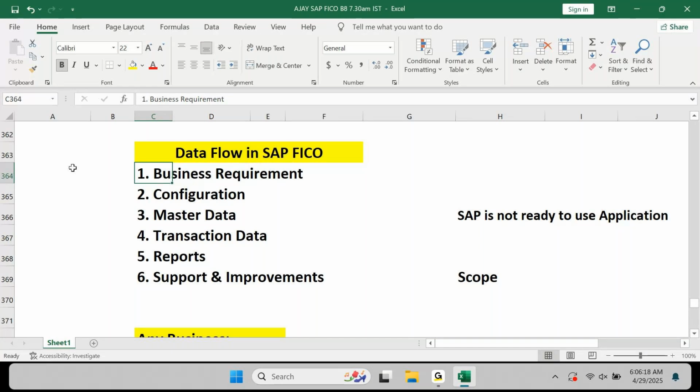Don't straight away do any config in the system by referring to any content or any material. Never do it unless and until you are clear with the requirement and you have understood the requirement. Don't get into SAP for configuration experiment or configuration practice.